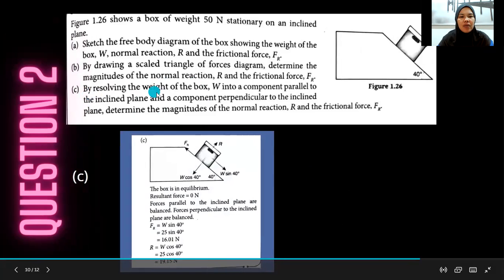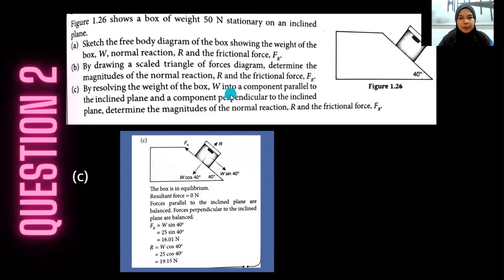By resolving the weight of the box, we need to know this is stationary. Force in y axis is equal to 0. Force in x axis is equal to 0. You need to resolve W because teacher already said just now, if the box is on an inclined plane, you need to adjust the diagram and make sure R and FR are in x axis, R in y axis. So you need to resolve only W, weight.